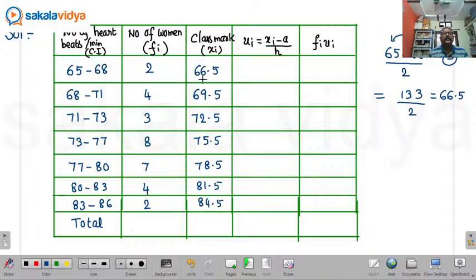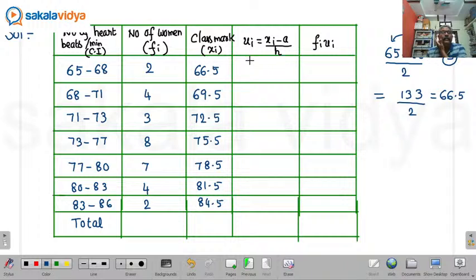First find the class mark of 66.5. How could you get it? Just add the lower limit and upper limit and divide by 2, so that we get 66.5. The difference between the limits, upper limit minus lower limit, is 3. Go on adding 3, and we get the class marks of the respective classes.